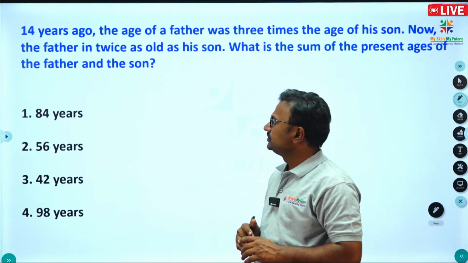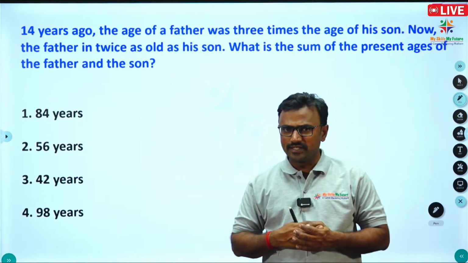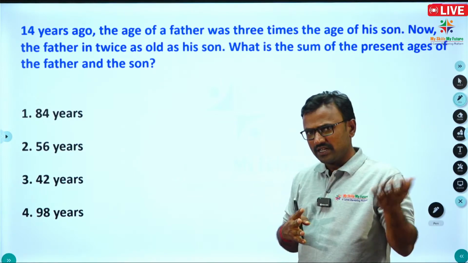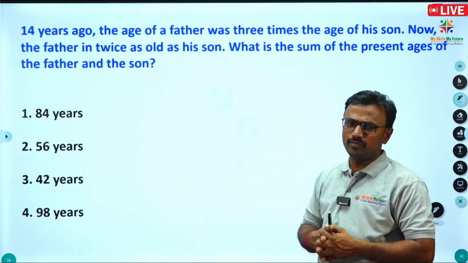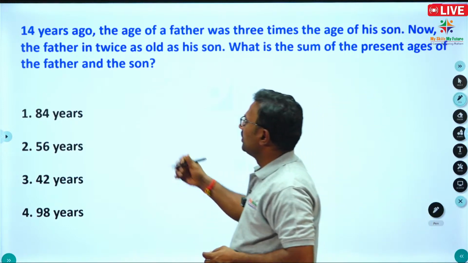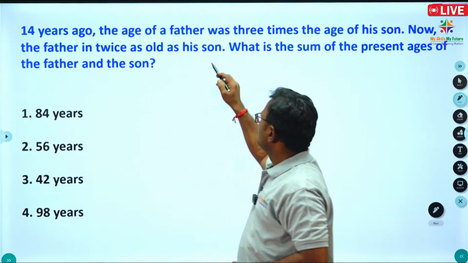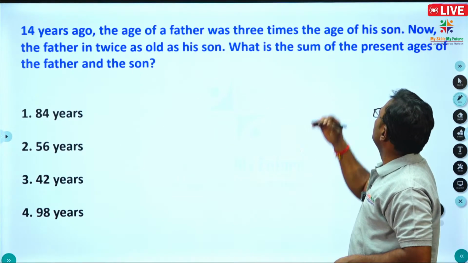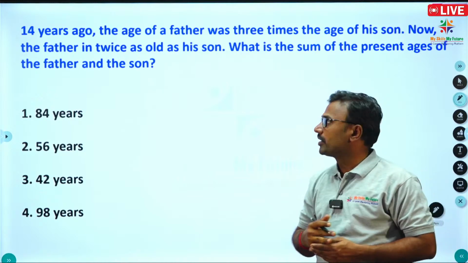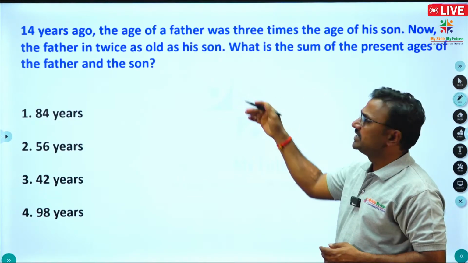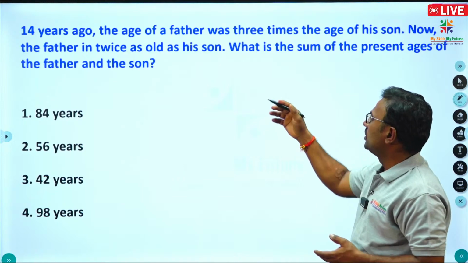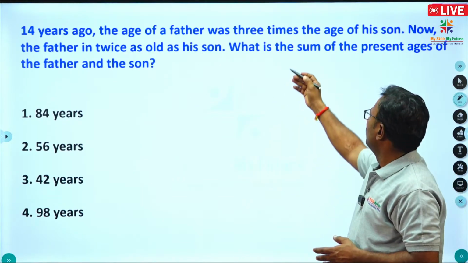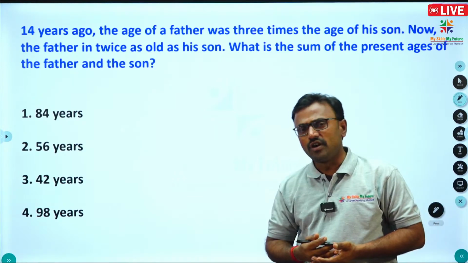See the question here. The question is on ages. Already we discussed some questions on ages in previous sessions also. Here one more question is there on ages. 14 years ago, the age of father was 3 times the age of his son. Now, the present, the father is twice as old as his son. What is the sum of the present ages of father and son?